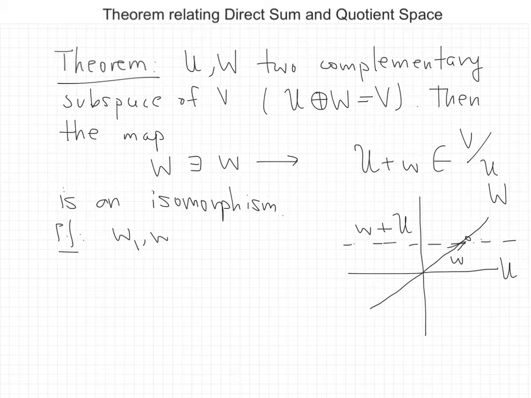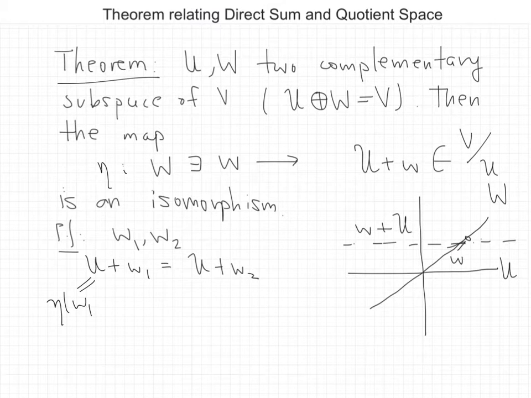Well, if you take W1 and W2, two vectors in our subspace W, and then let's assume U plus W1 equals U plus W2. So the image under our suggested map, if you call that map eta, then we assume eta of W1 is equal to eta of W2, and we want to prove W1 is equal to W2.